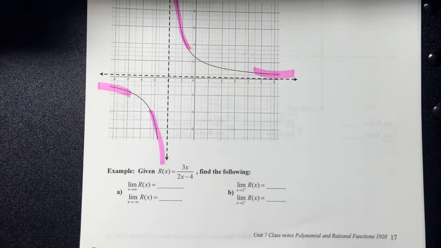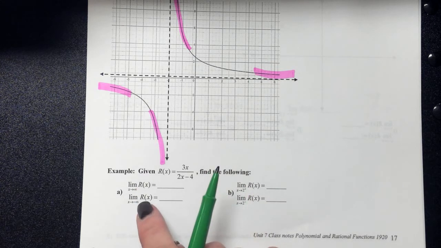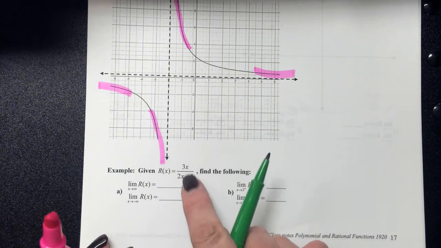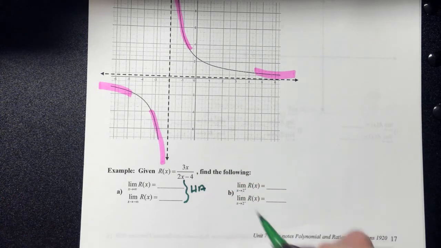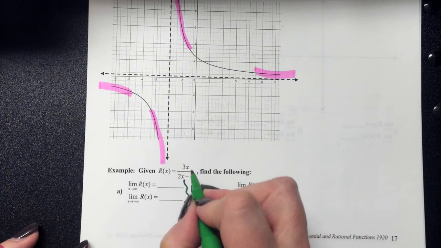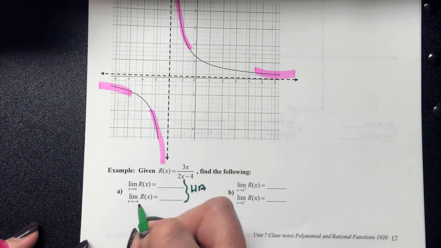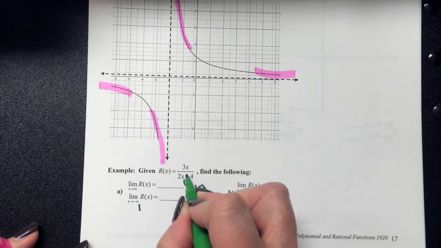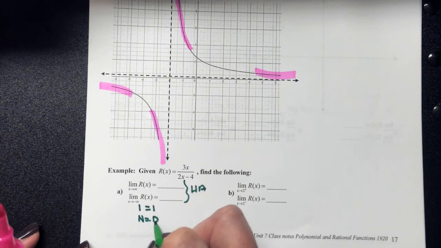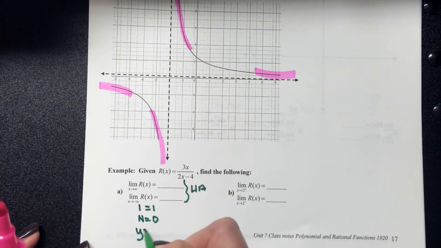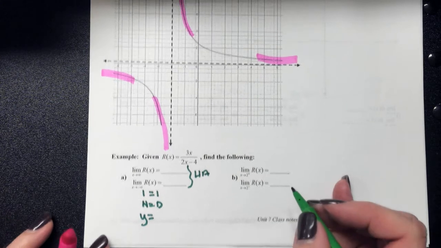So when you're asked about limits as you go to positive or negative infinity, and it's a rational function, you need to find the horizontal asymptote. So again, when you take a look at this function, the degree of the numerator and denominator are both 1. So when the degree of the numerator is the same as the degree of the denominator, you have to make a ratio of the leading coefficient.